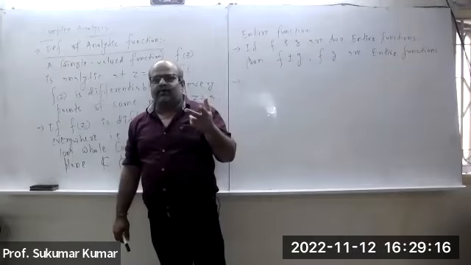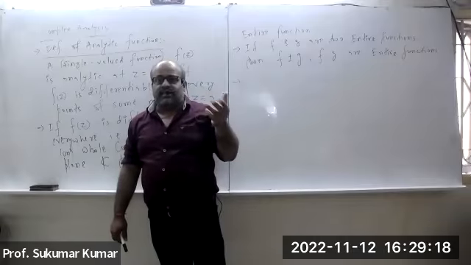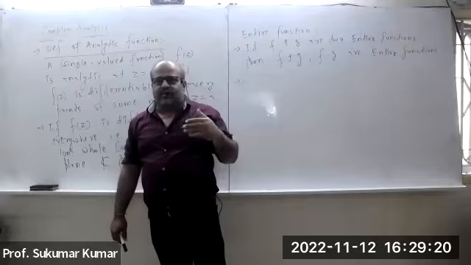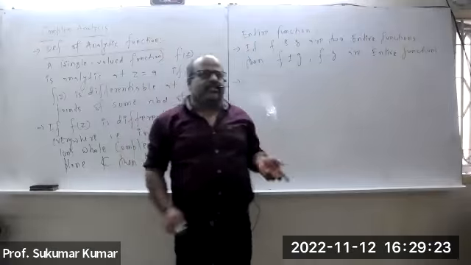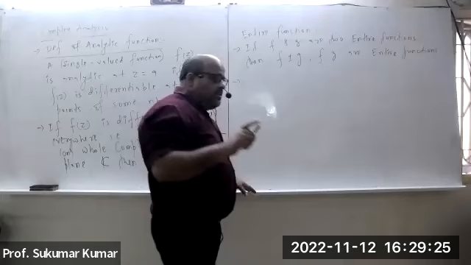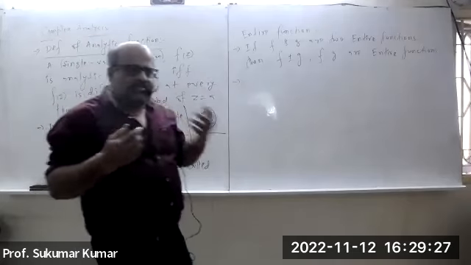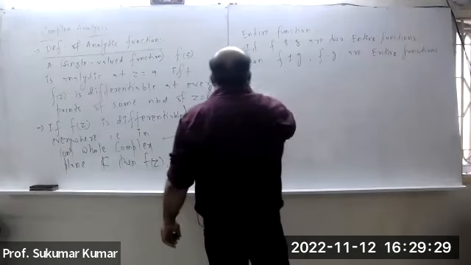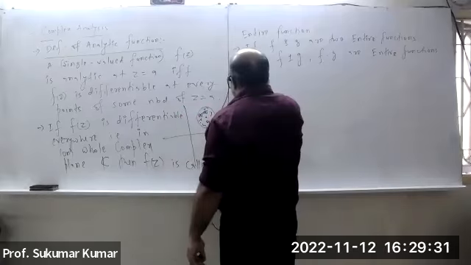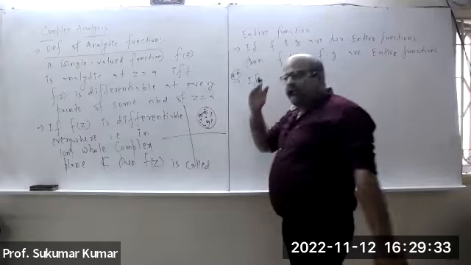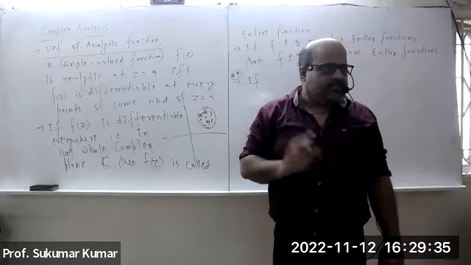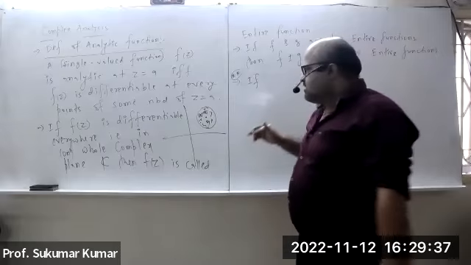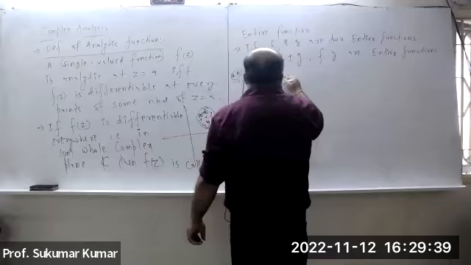But here is another property you have to verify, the CR equation also. Cauchy-Riemann equation: when a function is differentiable, then the Cauchy-Riemann equation must be satisfied at the point z naught, whatever it is. So it is very important. Most of the time they ask this formula directly.